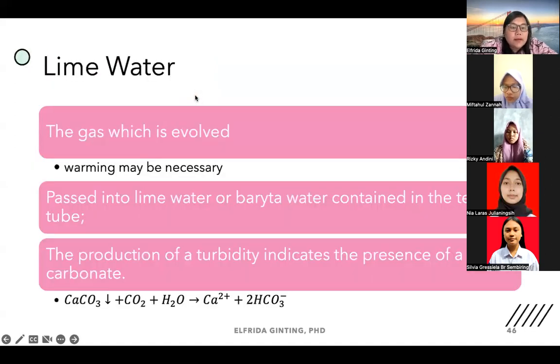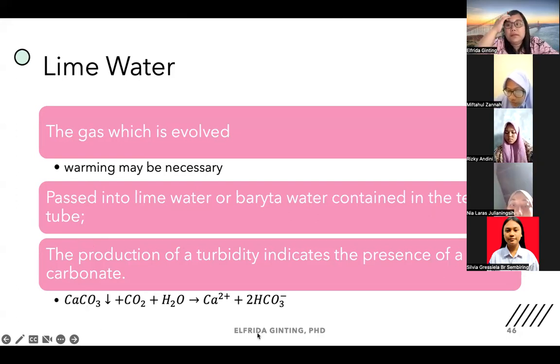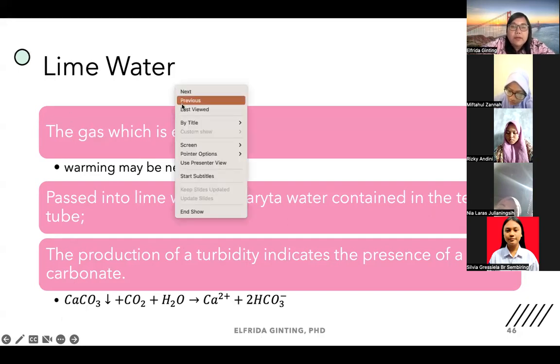Okay, but there is a note here. Sometimes you need to warm the solution so that it will be faster for the carbon dioxide to form. Without warming, maybe it will be formed, but maybe it takes a long time. So that's why warming may be necessary. And then you can pass it into lime water or barita water contained in the test tube, and you can see the precipitate will be formed. But then if excess carbon dioxide is formed, you have a calcium carbonate already, right? I will explain it here.